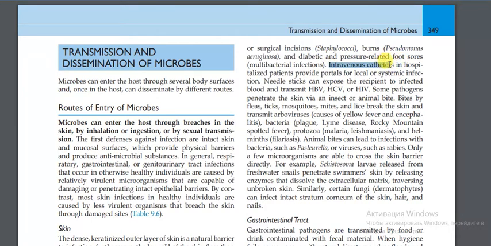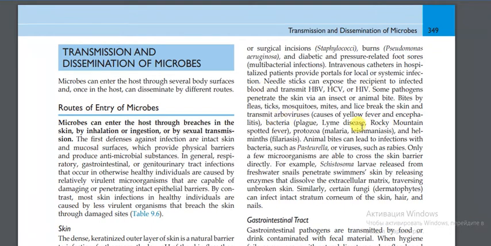Intravenous catheters in hospitalized patients provide portals for local or systemic infection. So that's why it might be injurious. Needle sticks can expose the recipient to infected blood and transmit hepatitis B virus, hepatitis C virus, or HIV, human immunodeficiency virus.